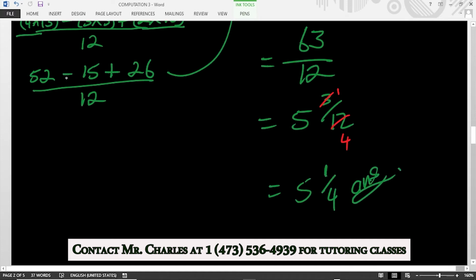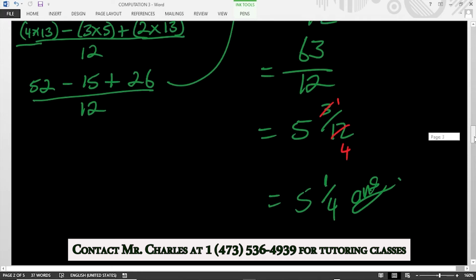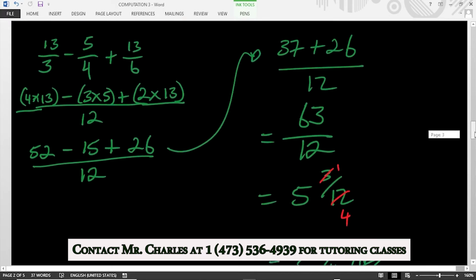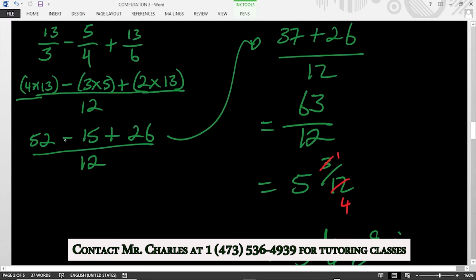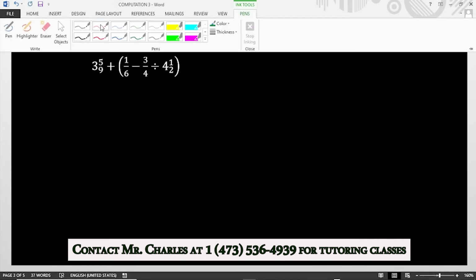Just remember, when it comes down to performing the operations, you must work from left to right. So in that case, subtraction is the operation that is farthest to the left, so you must do subtraction before you do addition. Okay, so keep that in mind.